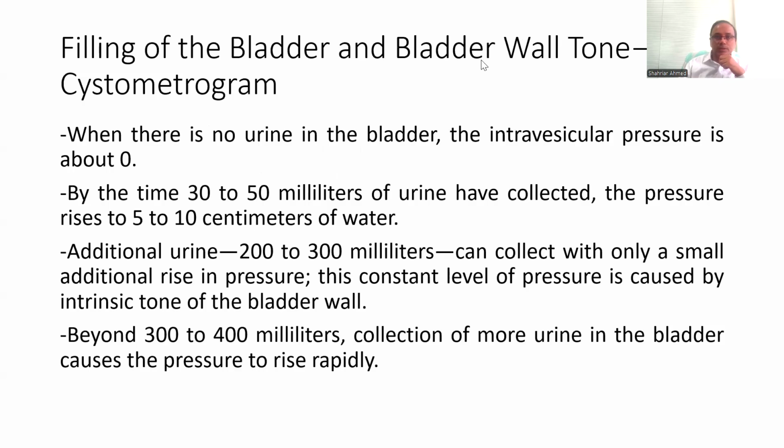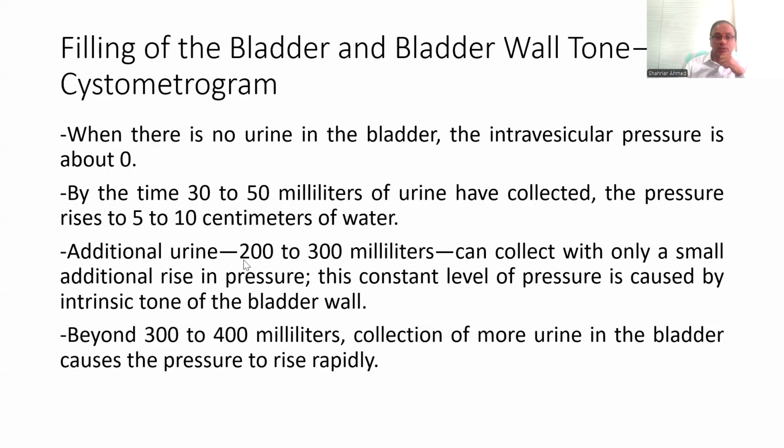Filling of the bladder and bladder wall tone, the cystometrogram. What is a cystometrogram? When there is no urine in the bladder, the intravesical pressure is zero. By the time 30 to 50 milliliters of urine have collected, the pressure rises to 5 to 10 centimeters of water.